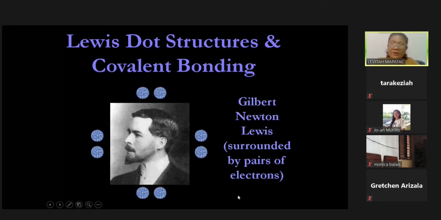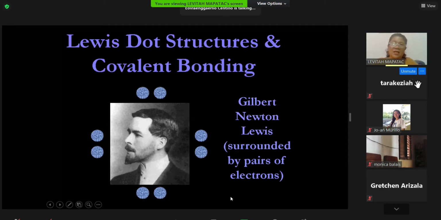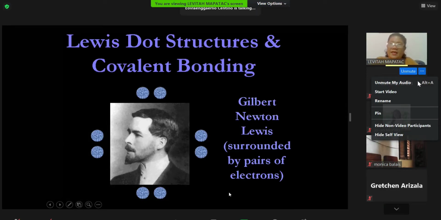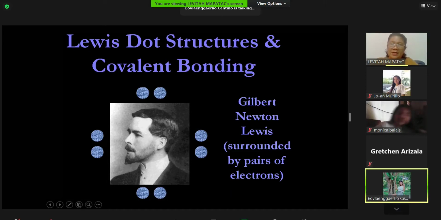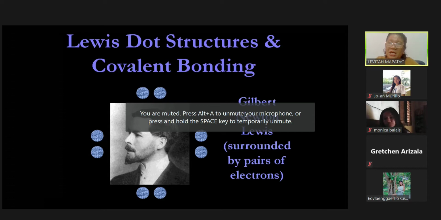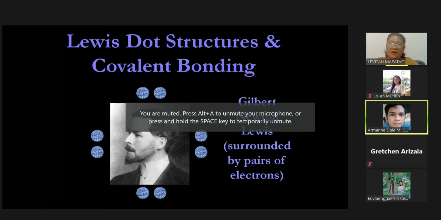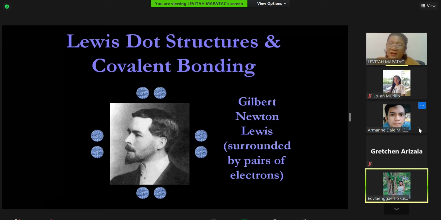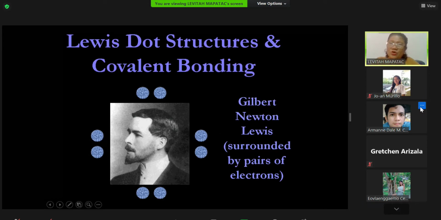So we had already discussed about Lewis structure, okay, and some concepts of covalent bonding. Let us summarize it. The first one is, what is the octet rule? Meaning the octet rule is that elements should have complete 8 electrons in order to form a compound.